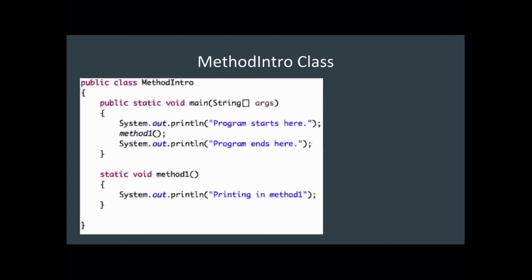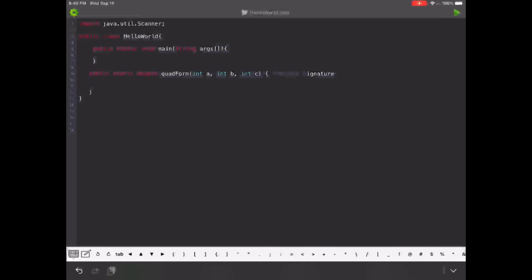And now the next part of this is just the name. So I'm going to call it quad form. Now, what goes in the parentheses here are your parameters. So I'm going to say int a, int b, int c. This first line here is called your method signature. This whole thing, public static double quad form, is called your method signature.